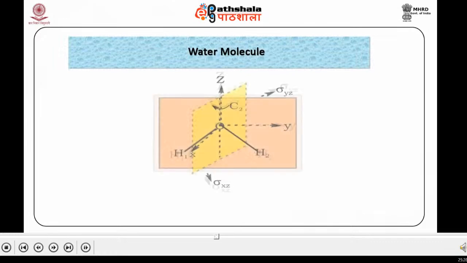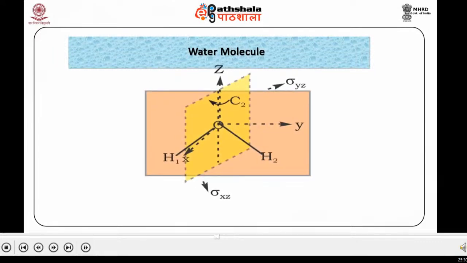To find total symmetry elements in it and total symmetry operations generated by these symmetry elements, we take an example of water molecule. The above figure shows the various symmetry elements in the structure of water molecule. Symmetry elements in H2O molecule are E, C2, sigma xz, and sigma yz.